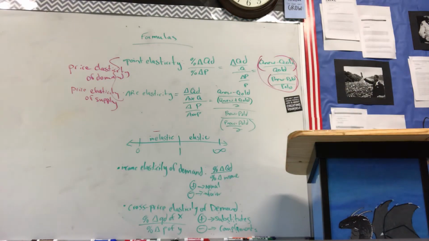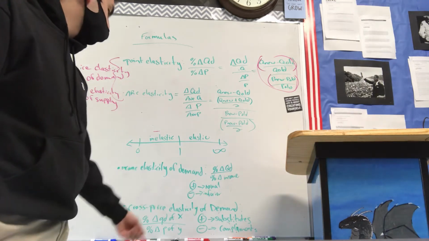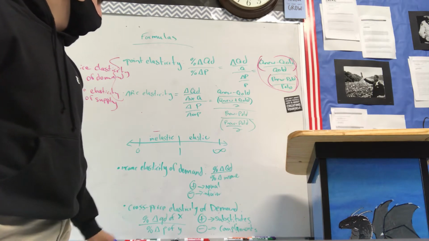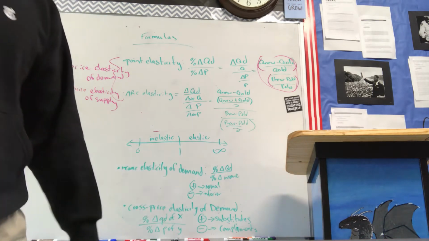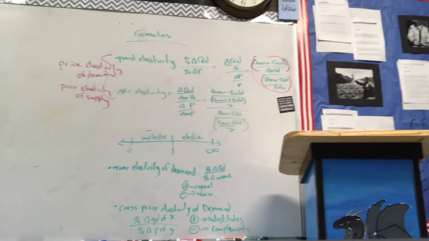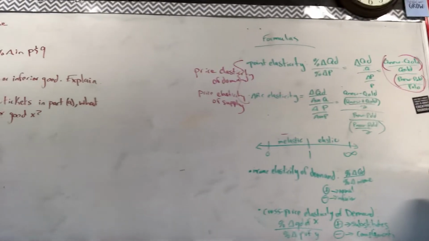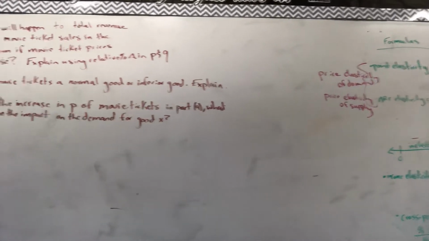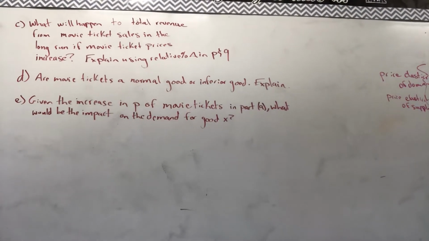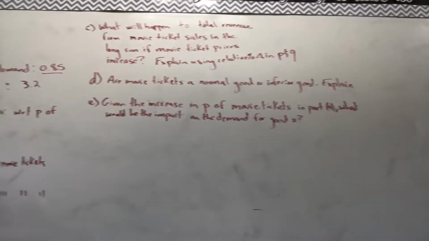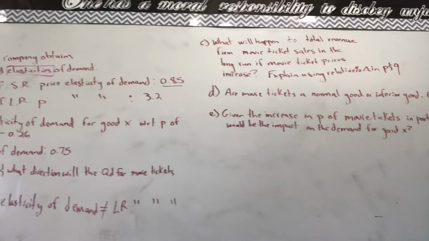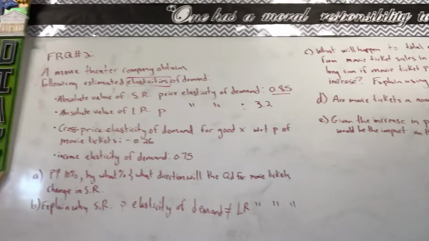And then finally, cross-price elasticity of demand. We use it to determine whether goods are substitutes or complements. So percent change in quantity demanded of X over the percent change of price of Y. If it's a positive number, we have substitutes. If it's a negative number, we have complements. I can explain the logic of that later. I think I've done it before in previous YouTube videos, but I'm sure you can also figure it out on your own.